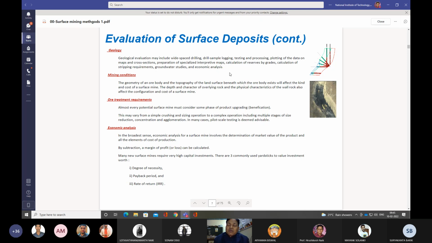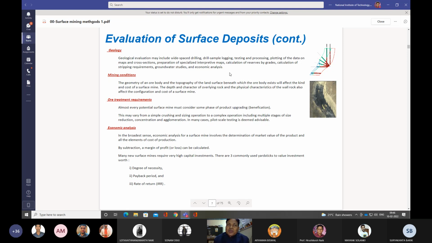If a lot of overburden material is lying above the mineral deposit, it will take a long time to remove the overburden to get the minerals. Unless you get the minerals, you are not going to get the profit. So therefore, payback period is very important in the economic analysis of a surface mining project.